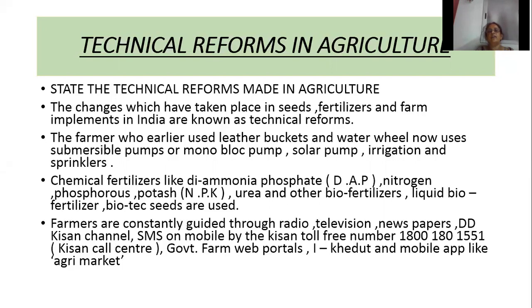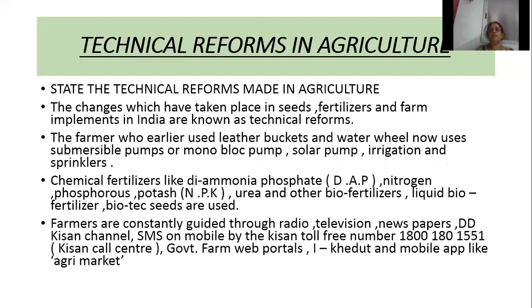The changes which have taken place in seeds, fertilizers, and farm implements in India are known as technical reforms. So what is meant by technical reforms? The changes that have taken place in the use of seeds and fertilizers. Earlier farmers were using cow dung, urine, etc. Now they are using chemical fertilizers. Then in farm implements also we have seen they are making use of tractors, rotators, etc. And that is known as technical reforms. So the changes that have taken place in seeds, fertilizers, and farm implements are known as technical reforms.